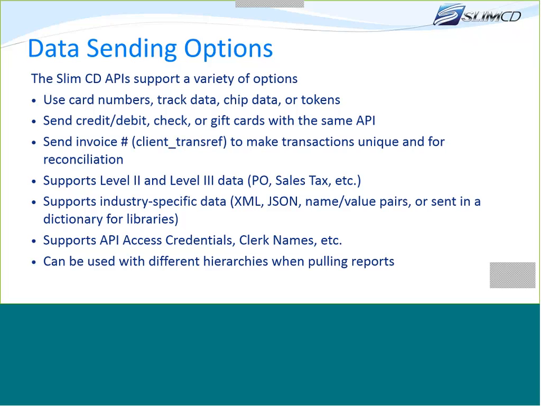The level 2 and level 3 data helps you get better rates. There's videos on that as well on the website, and you can even have clerk names so you can get clerk reporting, and API access credentials are also really important.